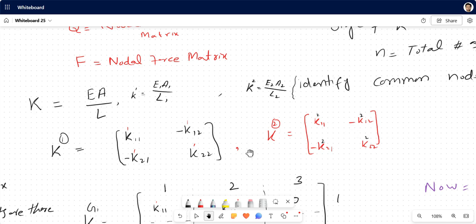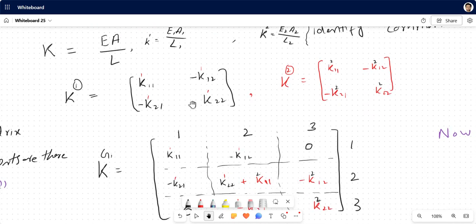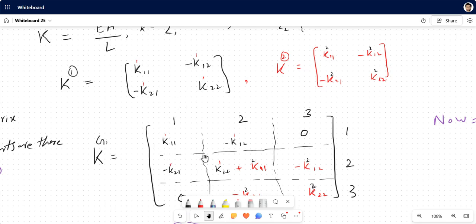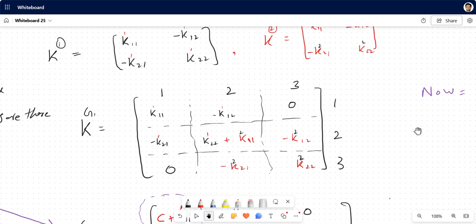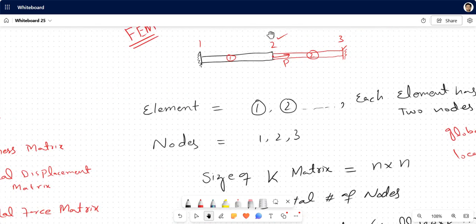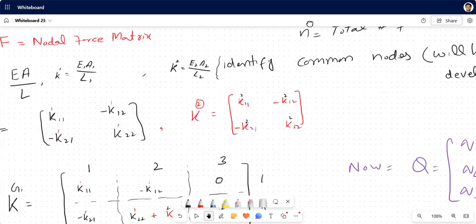Finally, you will combine these two stiffness matrices into the global stiffness matrix. You will write a 3 by 3 stiffness matrix, because there were three nodes. So these four entries will be written here while these four will be written here. Since we identified initially that node number 2 was a common node, just like we mentioned here, the matrix entries corresponding to node number 2 will be added for both elements in the global stiffness matrix.